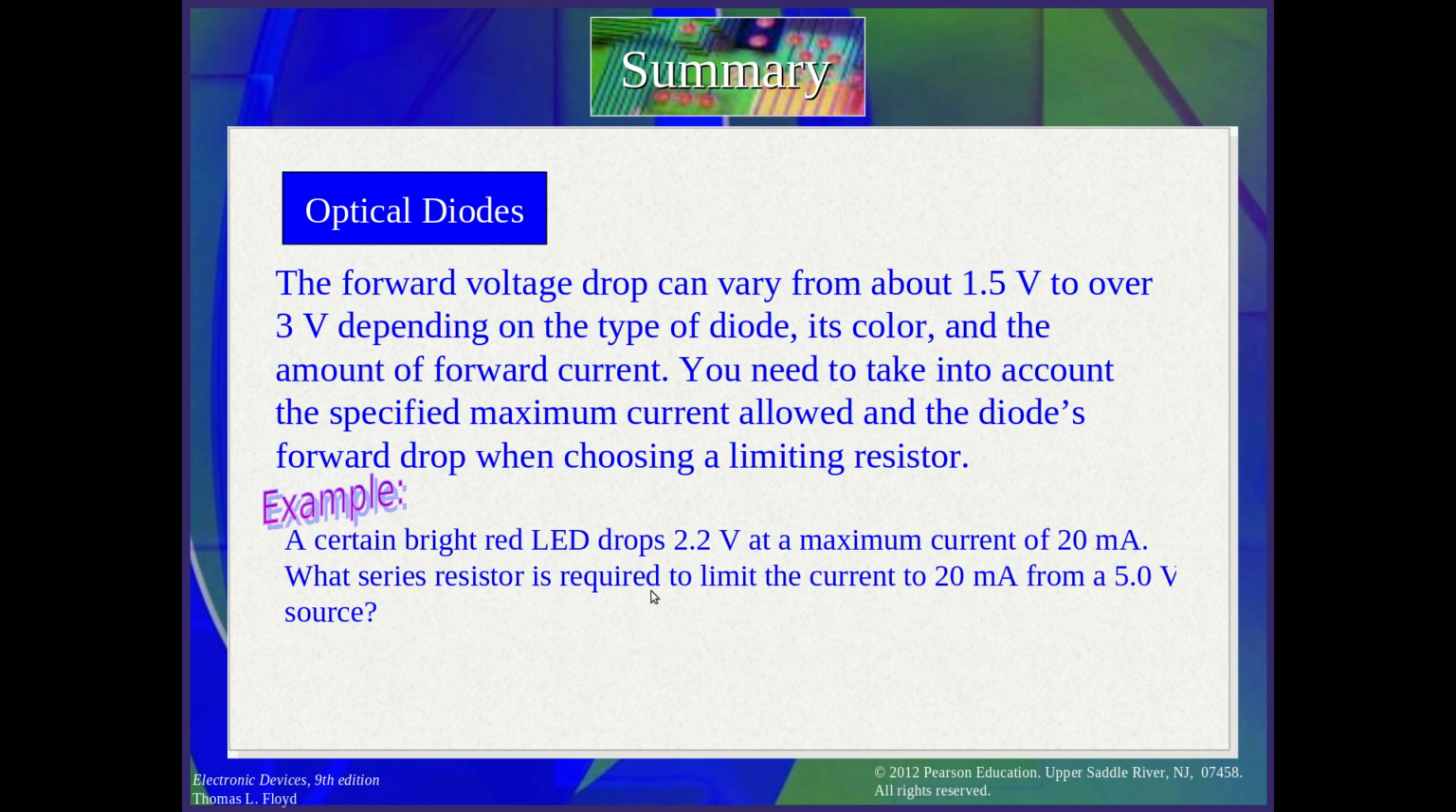Here he gives you a certain voltage drop. This is a very easy question. You have the voltage Vs minus V, where V is the drop. A certain bright red LED drops 2.2 V at a maximum current of 20 milliamps. What is the series resistor? The resistor is required to limit the current to 20 milliamps from a 5 V source. So you take the difference and divide it by the current, and you get the resistance. Very easy.